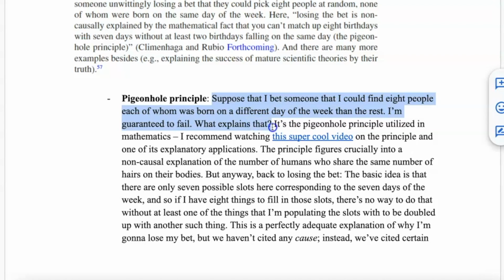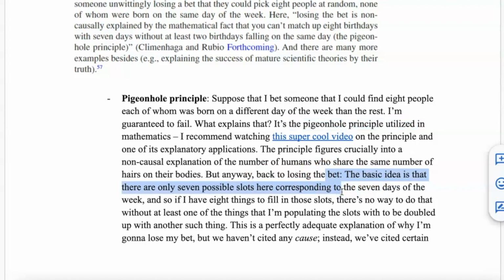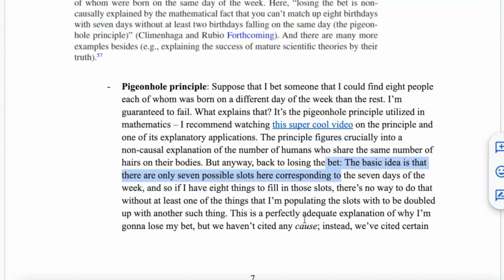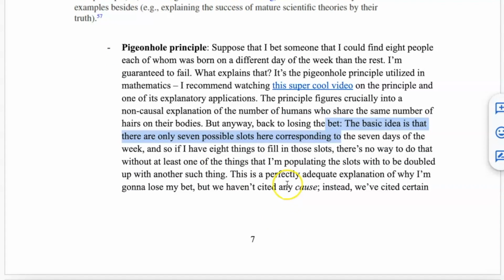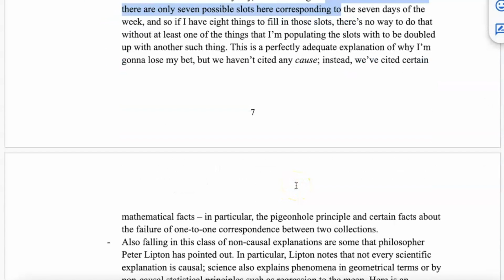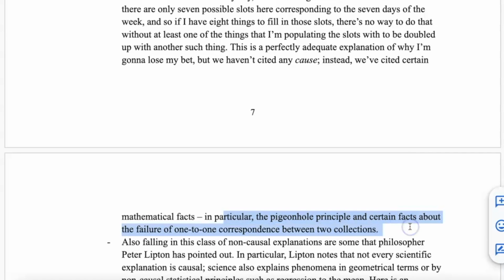What explains the fact that I'm guaranteed to fail? Well, it's the pigeonhole principle utilized in mathematics. The basic idea is that there are only 7 possible slots here, corresponding to the 7 days of the week. And so if I have 8 things to fill in those slots, there's no way to do that without at least one of the things that I'm populating the slots with being doubled up with another such thing. This is a perfectly adequate explanation of why I'm going to lose my bet. But we haven't cited any cause. Instead, we've cited certain mathematical facts, in particular the pigeonhole principle, and certain facts about the failure of one-to-one correspondence between two collections.